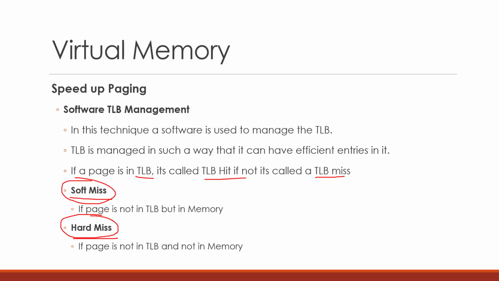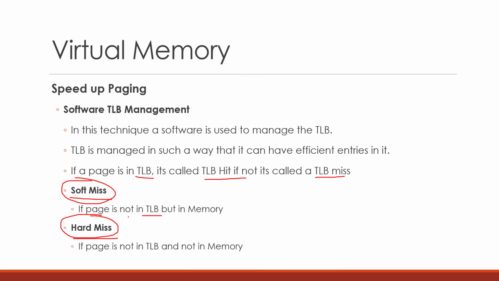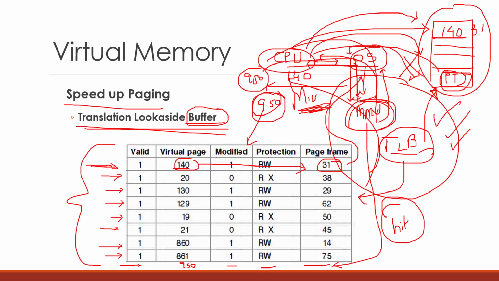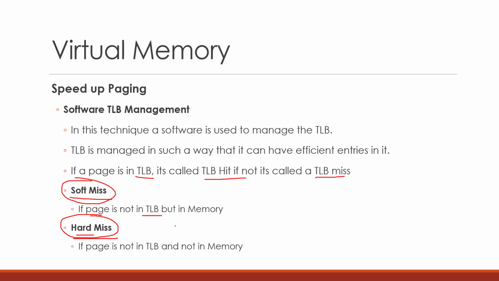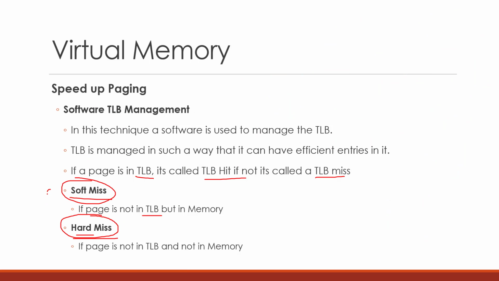Soft miss means if a page is not in the TLB, as I said, this 950 was first not in the TLB, but it was available in the RAM. It was available in the RAM because of the page table. This is called a soft miss. If this information was not even available inside our RAM, this is called a hard miss. If a page was not available in the TLB and it's not available in the RAM as well, then it is called a hard miss. I would ask you to do a little bit more research on soft miss and hard miss. I will leave it over here.